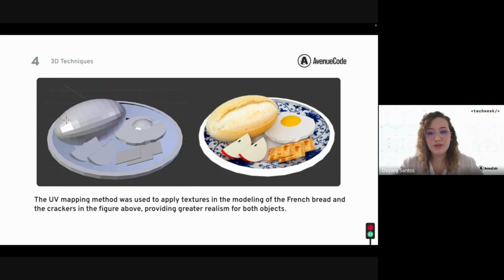We could apply the texture on the modeling of the French bread and the crackers, providing greater realism for both objects. And now you can see that it is a plate of some breakfast. Previously, we couldn't understand what was on the plate, but you could suppose that they were French bread, crackers, an apple, and an egg, because I told you so. And now, with the textures, we can all see it clearly and with greater realism.